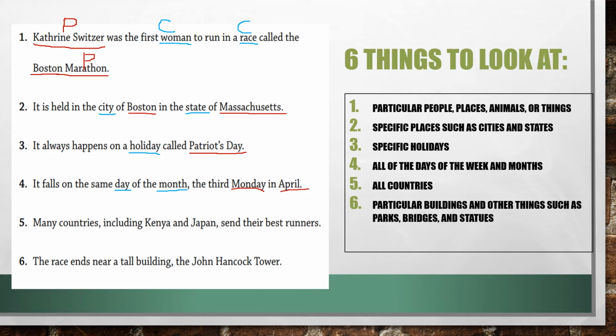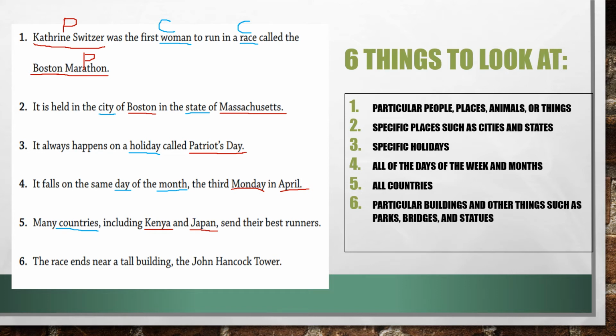Number 5, all countries are capitalized. Many countries, including Kenya and Japan, sent their best runners. Common would be the word country or countries because it could be any one of them. The proper noun, which is capitalized, would be Kenya because that is the special name for that country, and Japan.